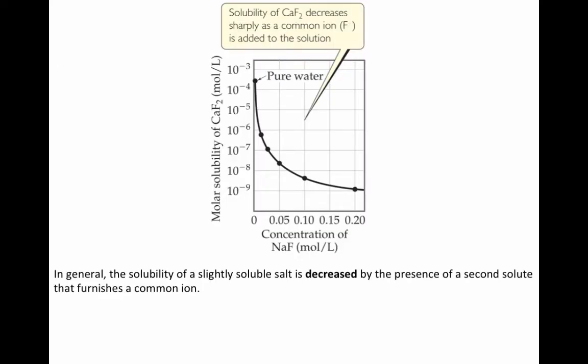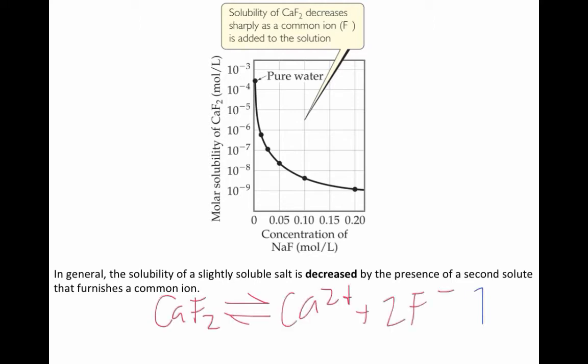So we can look at this chart just to look at the trend of solubility versus having a common ion. In general, the solubility of a slightly soluble salt, such as calcium fluoride, is decreased by the presence of a second solute that furnishes that common ion. So the more sodium fluoride you add, think about the equilibrium expression. The more of this fluoride ion that you add, the more you have to use up, and the more calcium fluoride solid you have, which means the solubility is reduced.